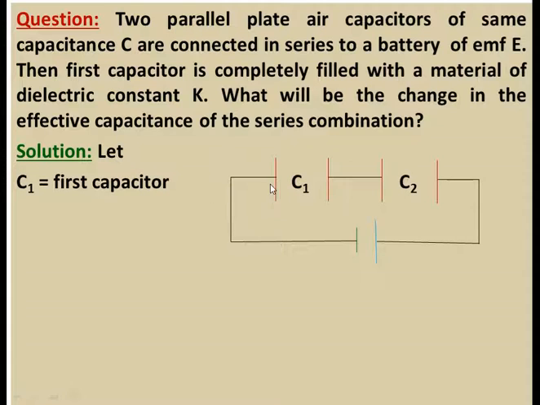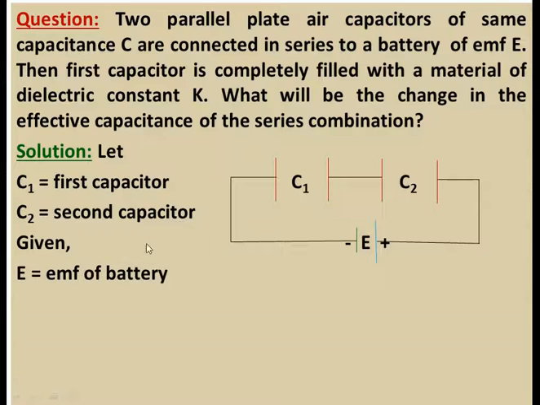So here is the graph. As you can see, let C1 be the first capacitor and C2 your second capacitor. Here this is your battery. So both capacitors are connected with battery. It is given that EMF of battery is E. C is the capacitance of air capacitors. Both capacitors C1 and C2 have capacitance C as it is given in question.